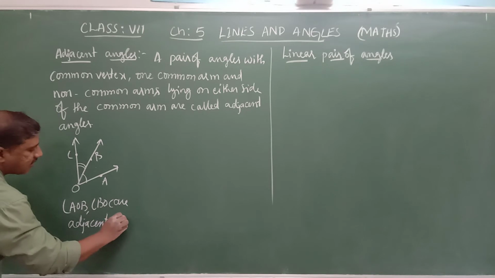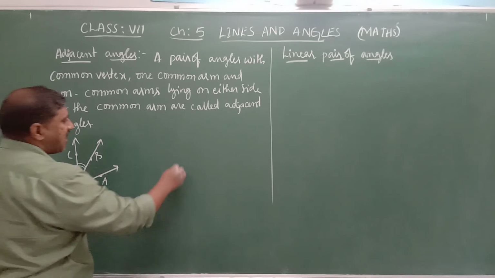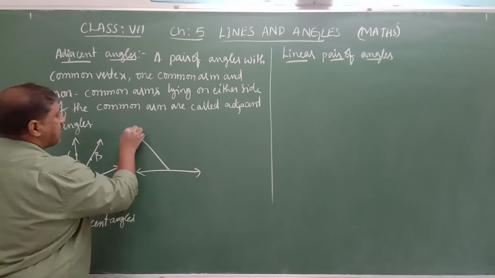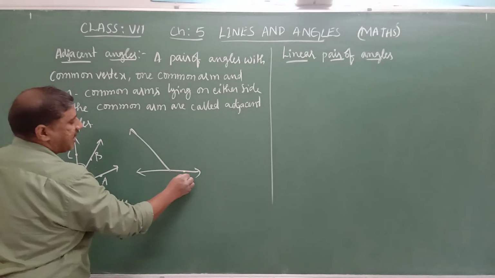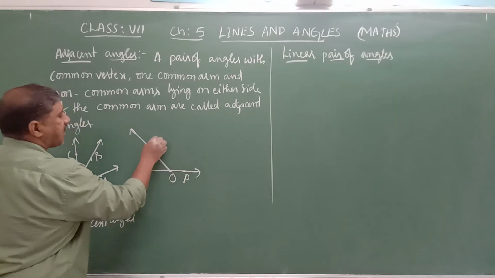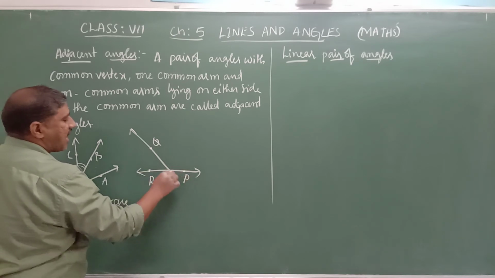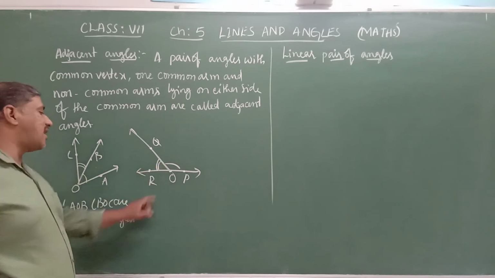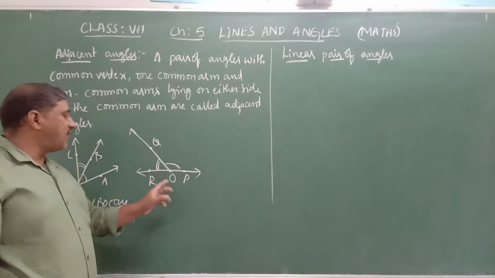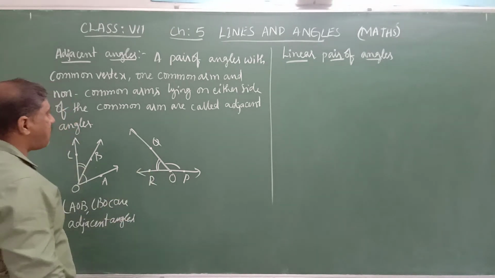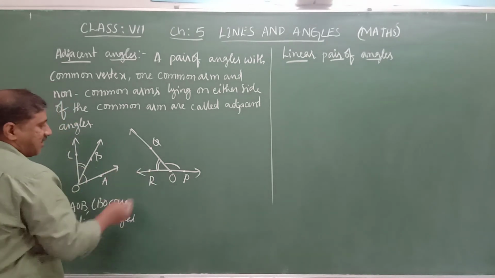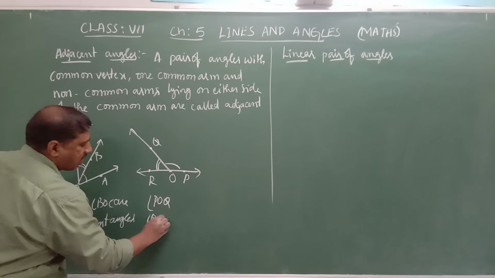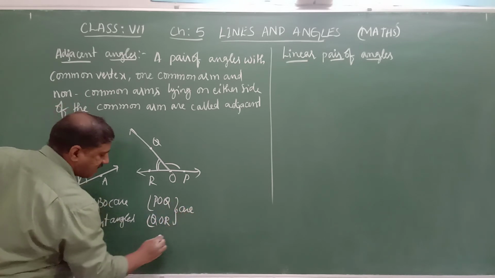Adjacent angles. Now we take one more question. Now here we have two angles. Let this be P, and this is O, that is Q and this is R. So here angle POQ and angle QOR are the two angles. Again, these two angles have the common vertex O, and OQ is the common arm. This kind of angles are known as adjacent angles. You see here, angle POQ and angle QOR are adjacent angles.